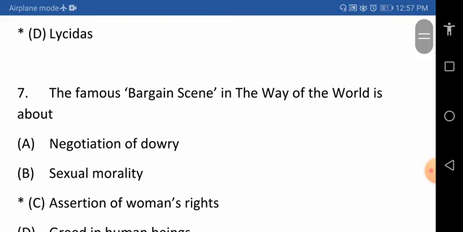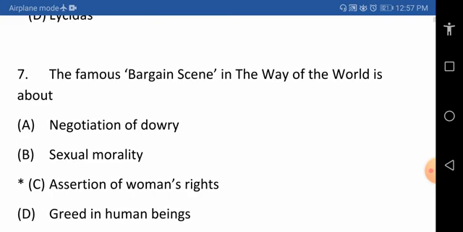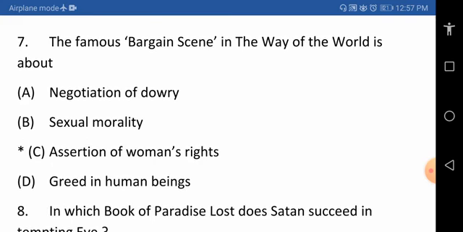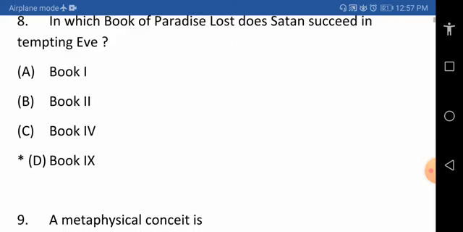Question number 7. The famous Mirabell scene in The Way of the World is about what context, they have asked. The answer is the assertion of women's rights. Question number 8. In which book of Paradise Lost does Satan succeed in tempting Eve, they have asked. The answer is Book 9.